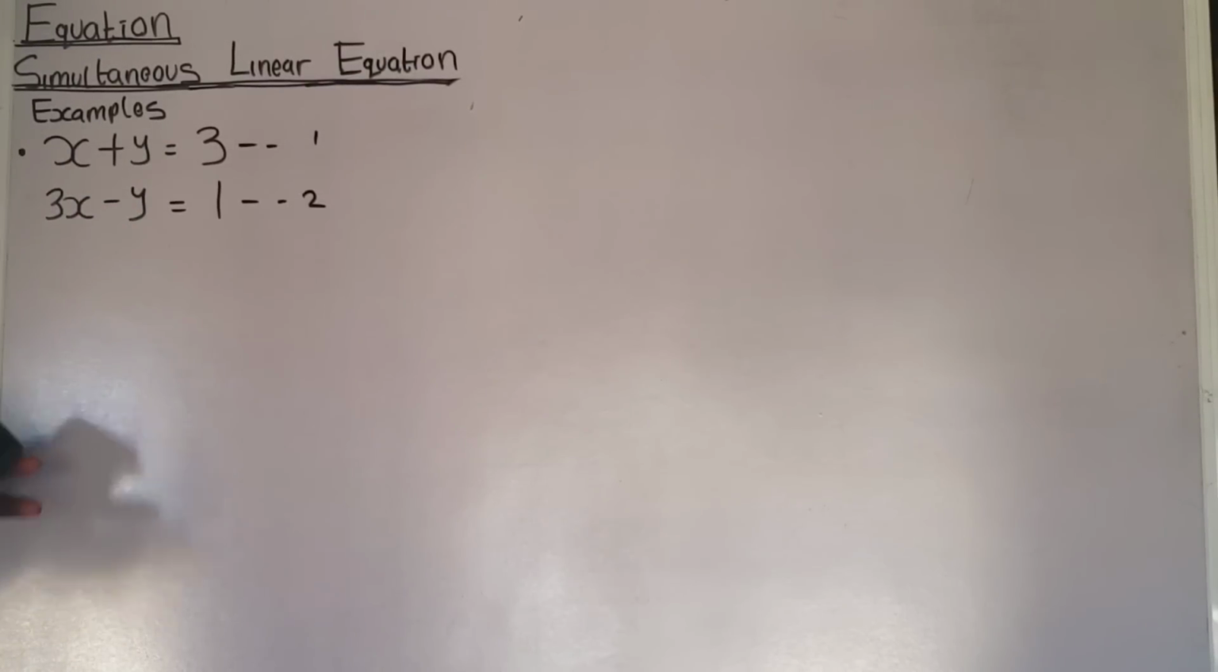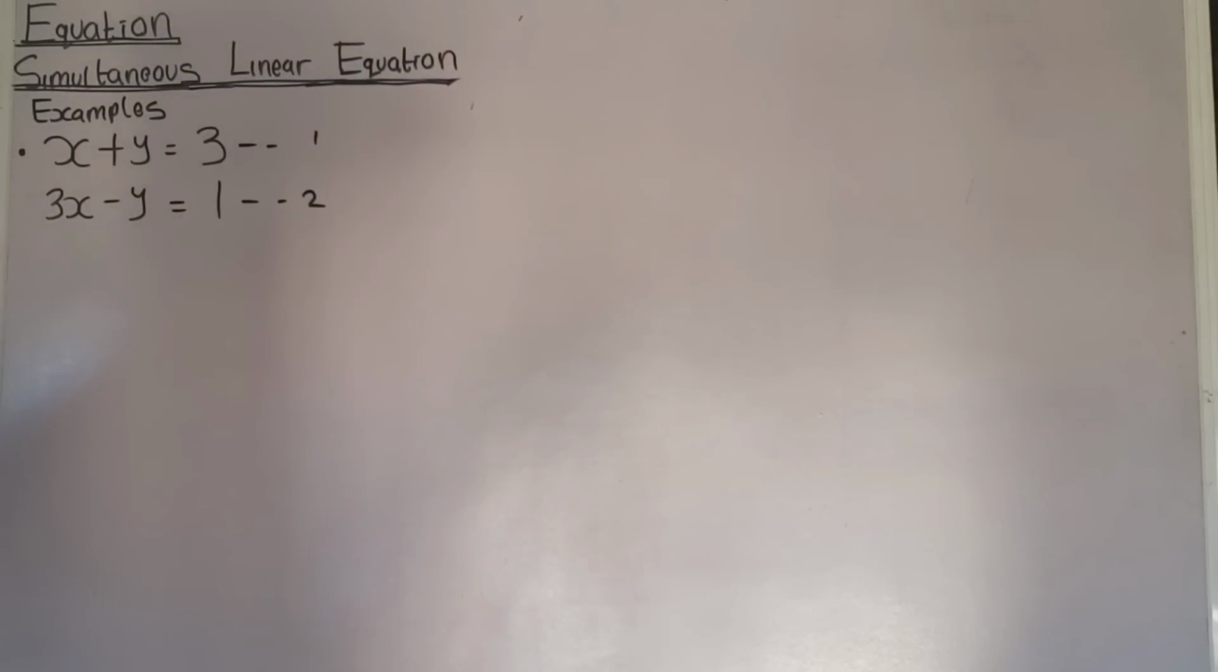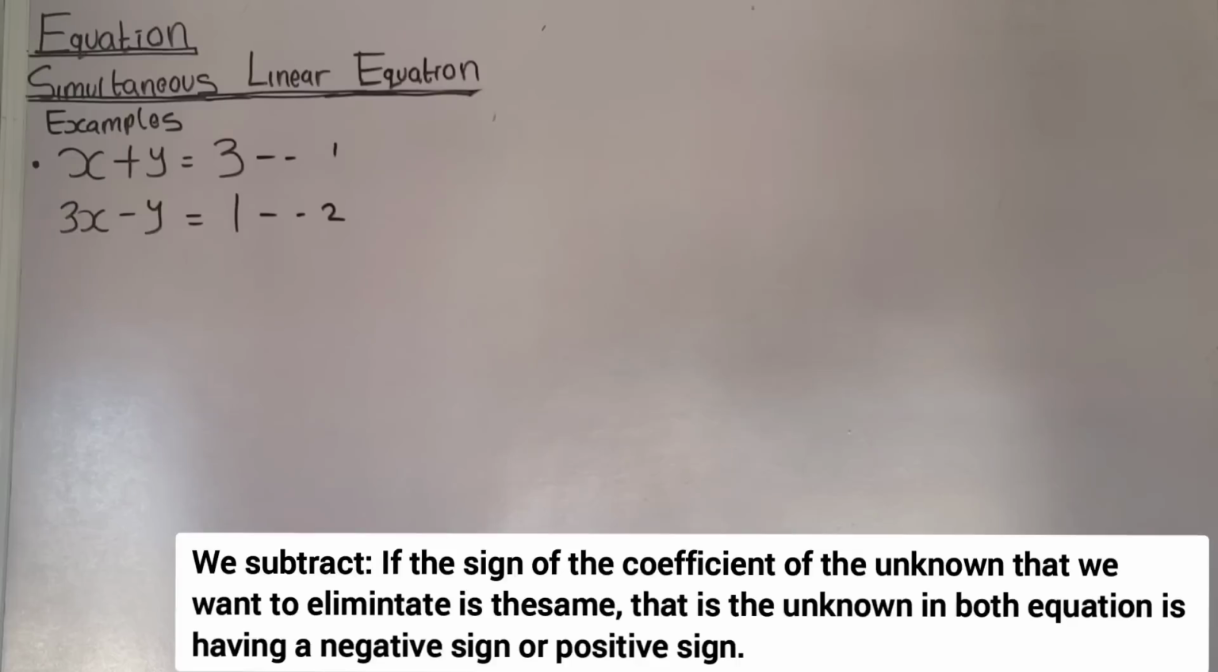Do you understand? That's why I told you there is a case in which we add and there is another case in which we subtract. You understand? We add when the signs of the coefficient of the unknown that we want to eliminate in both equations are different. You understand? Please pay attention. We add when the sign of the coefficient of the unknown that we want to eliminate in both equations are different. You understand? We add. Okay, now when we have the same coefficient with the same sign, we are going to subtract. You understand? Please pay attention.